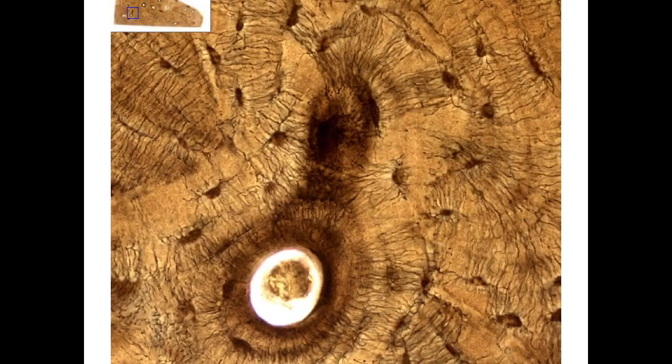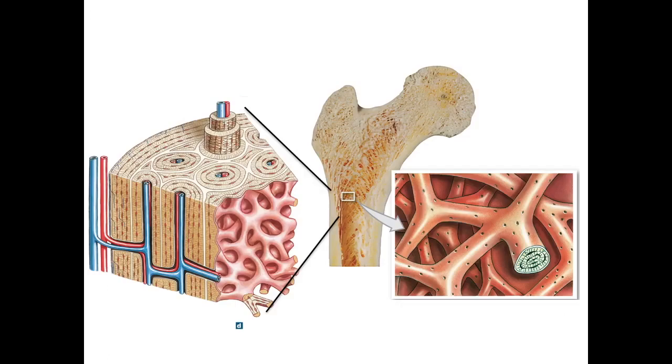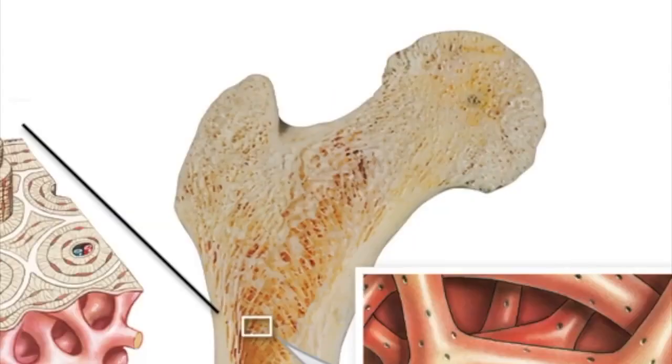So now you know the cells, the matrix, and the arrangement of compact bone and spongy bone. Next, you're going to be learning to identify bone features like the head, neck, and greater trochanter of the femur here.